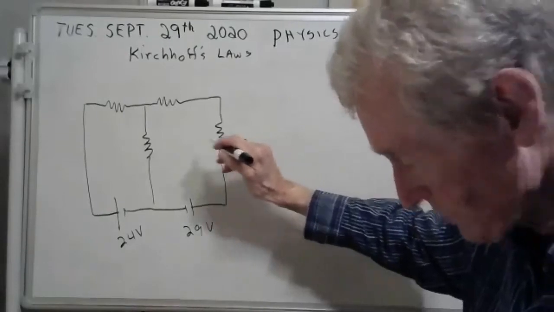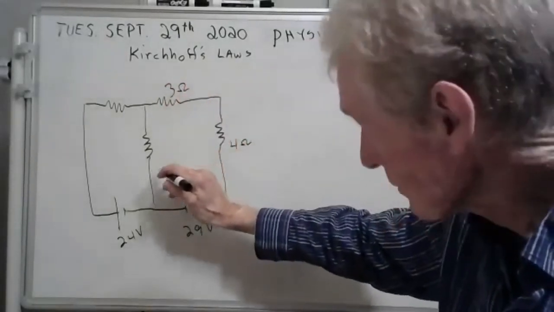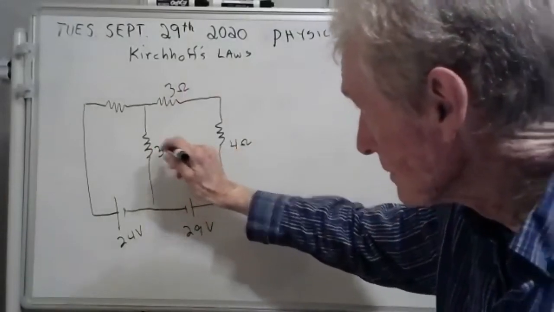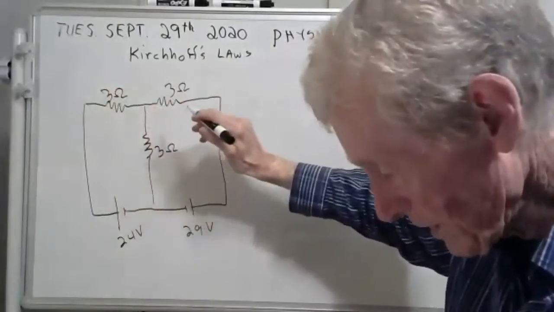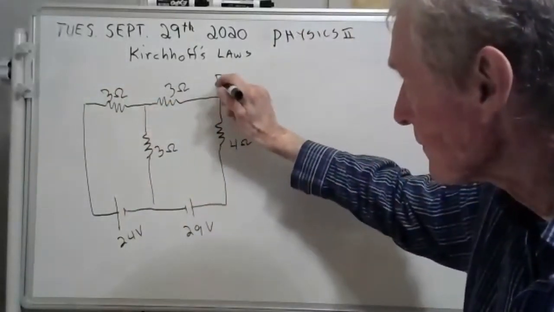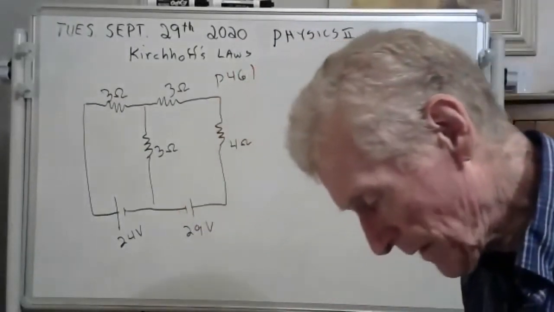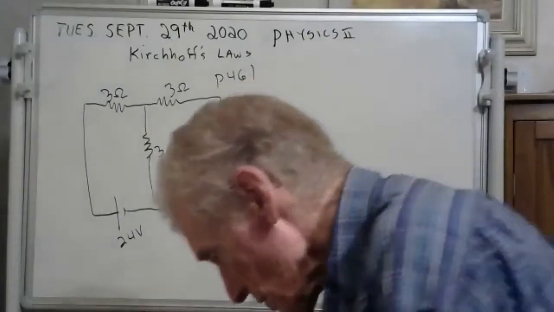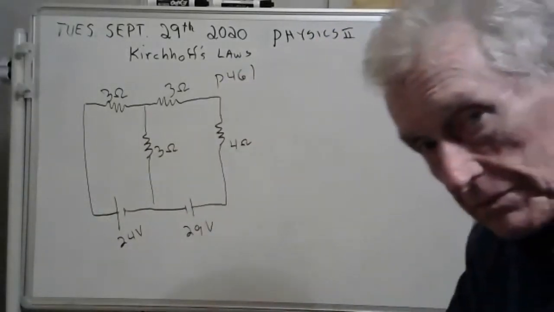4 ohms, 3 ohms, 3 ohms, and 3 ohms. This circuit can be found in your book on page 461. Yeah, and we're going to solve it using Kirchhoff's laws.